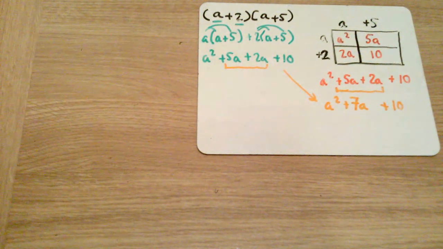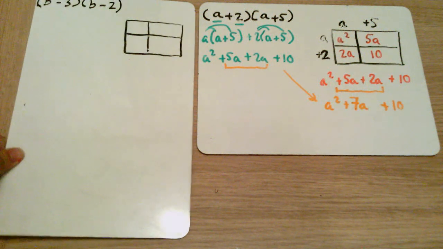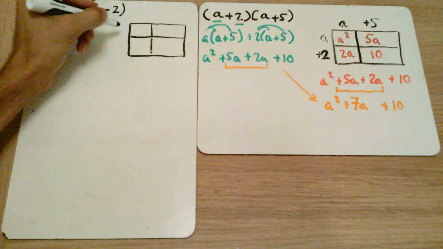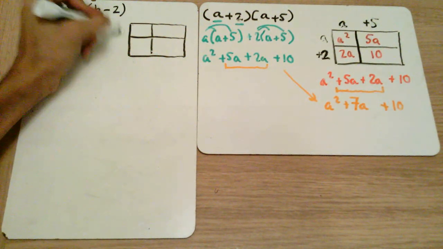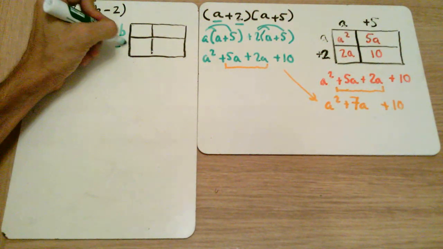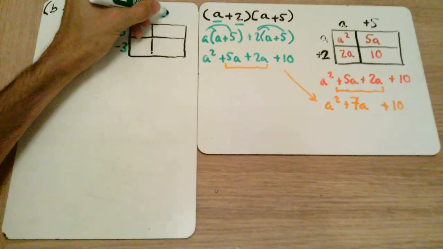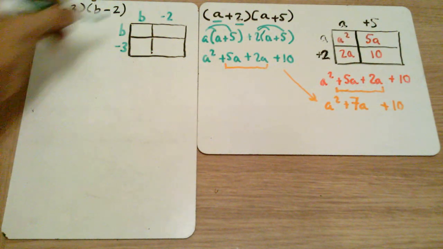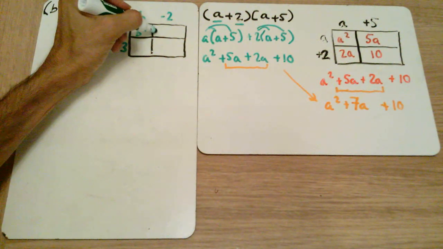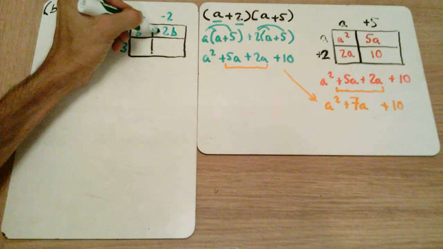We're going to do one more, exactly the same process, b minus 3 and then b minus 2. So if we're going to use the grid method, again, we need to fill in our grid. We've got b minus 3 in this case, and then on the other side, we've got b minus 2. We now work that out. B times b is b squared. Minus 2 times b is minus 2b.